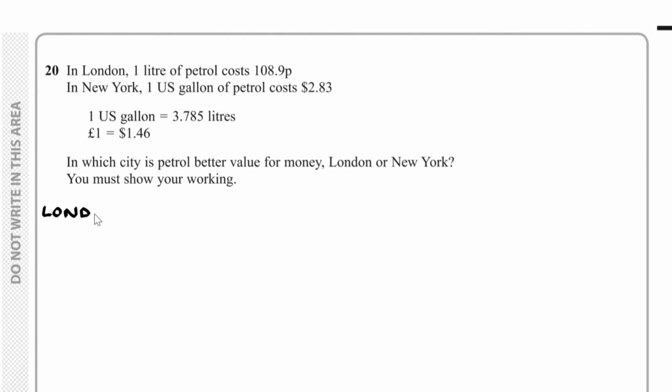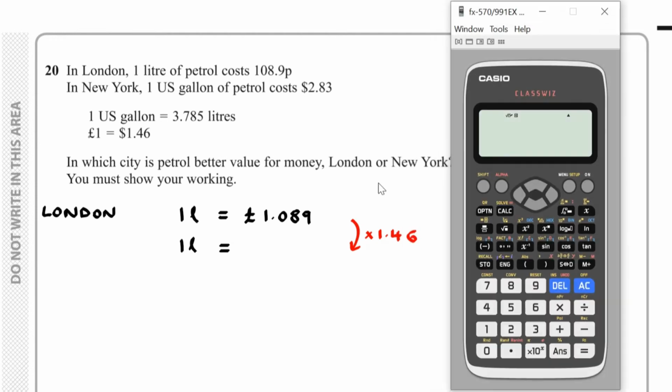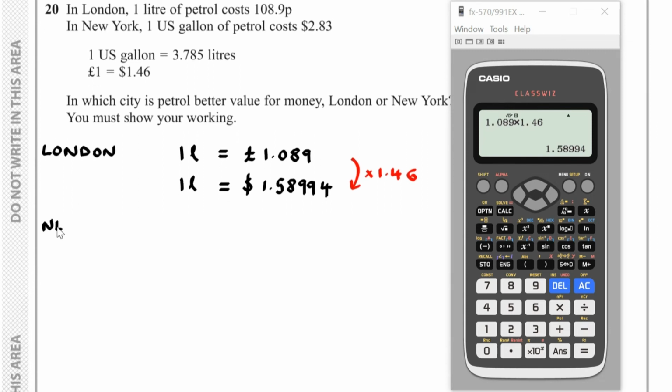Let's think about what's going on in London. We've got 1 litre, which is equal to 1.089 pounds. And we can convert this into dollars by multiplying by 1.46. So 1.089 times 1.46, we get 1.58994 dollars.